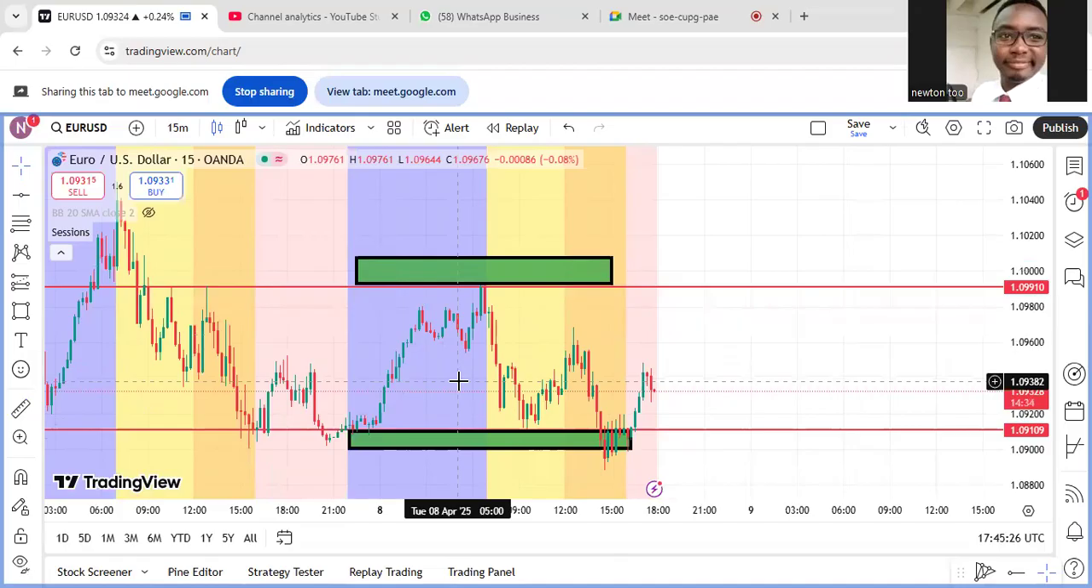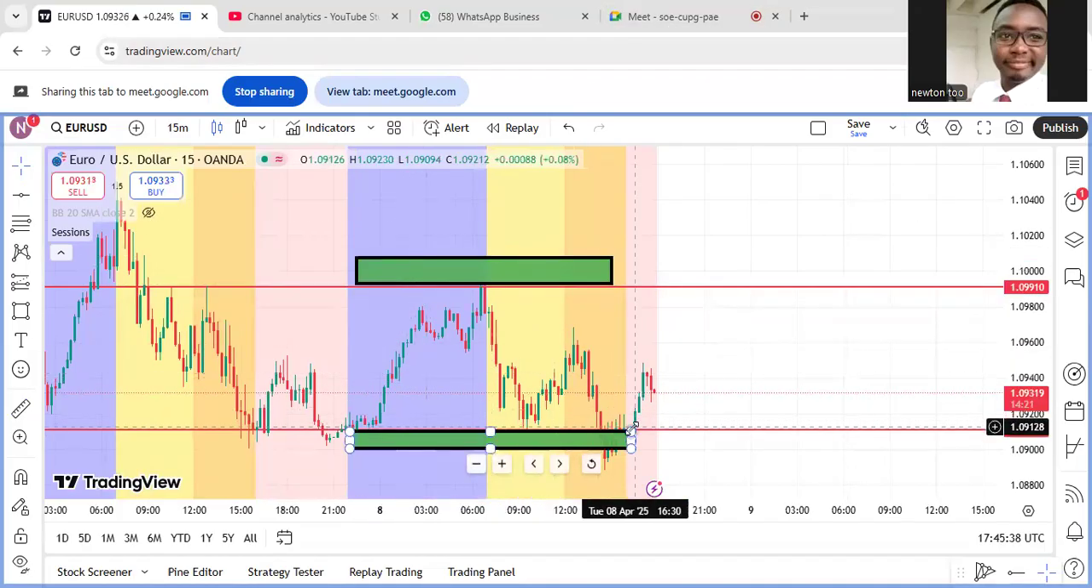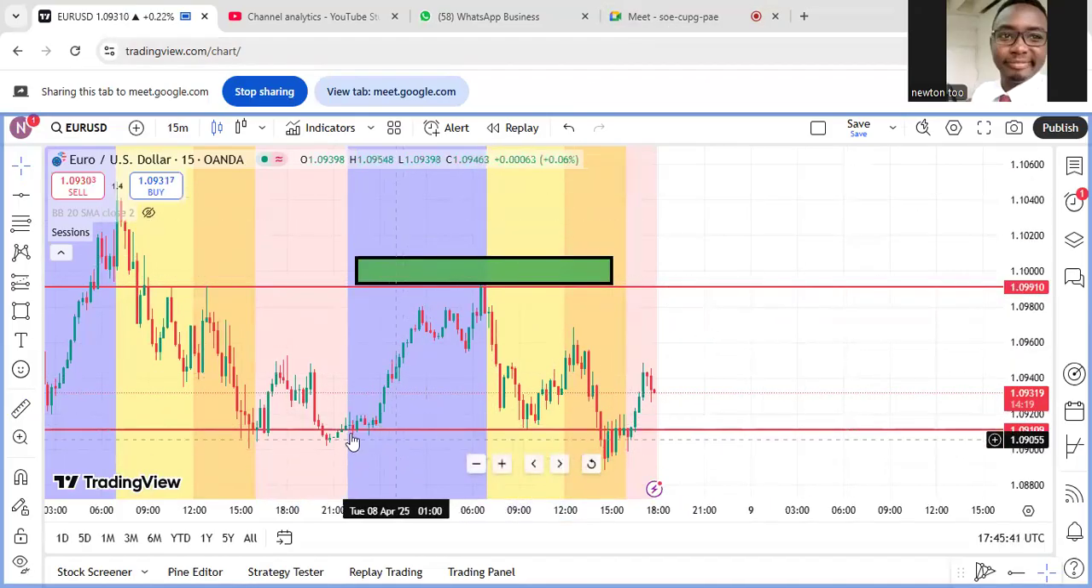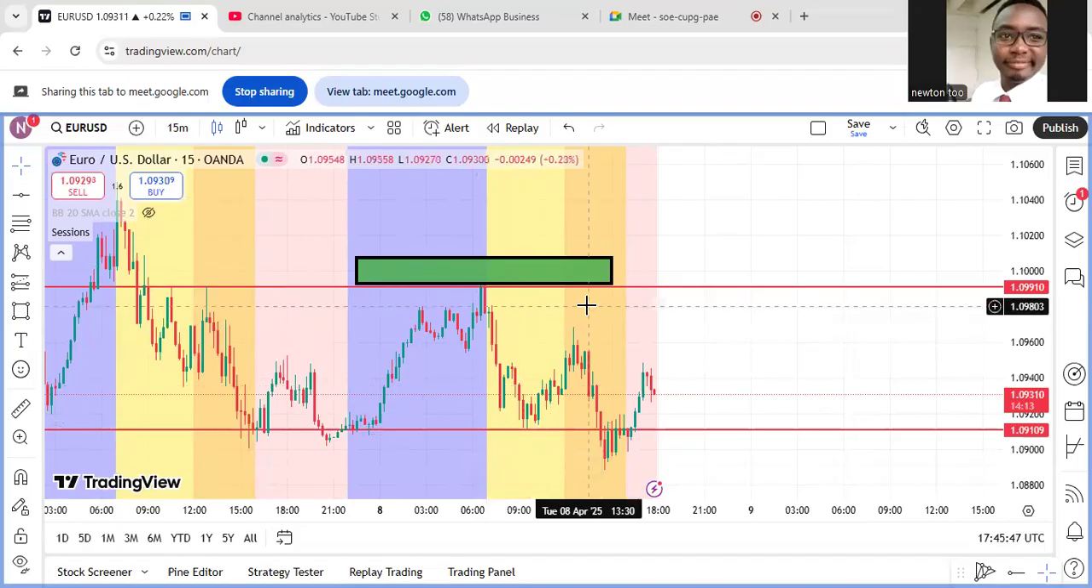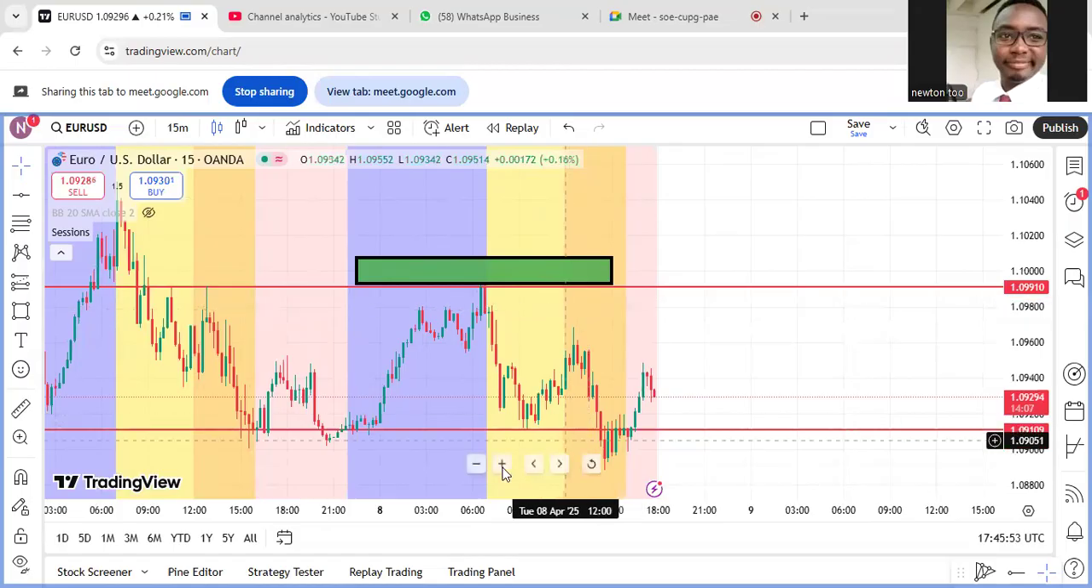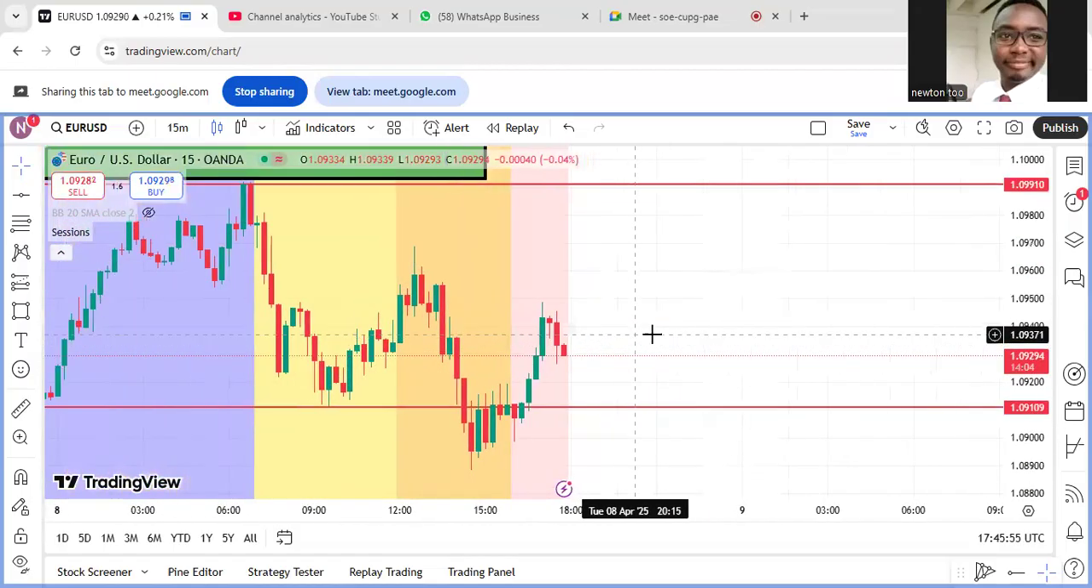If today you came to the market and wanted to trade Euro USD, you could have gotten an entry in this region. You can see this region. You could have gotten a buy entry on this region. Also on the New York market on Euro USD, you can see.